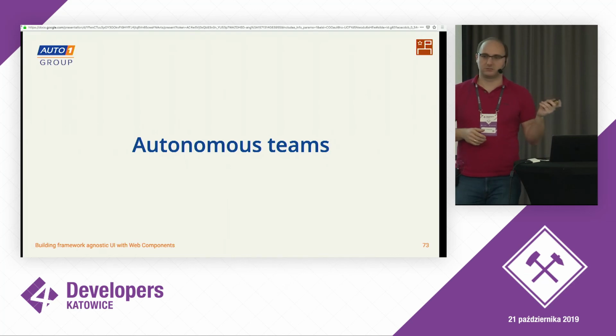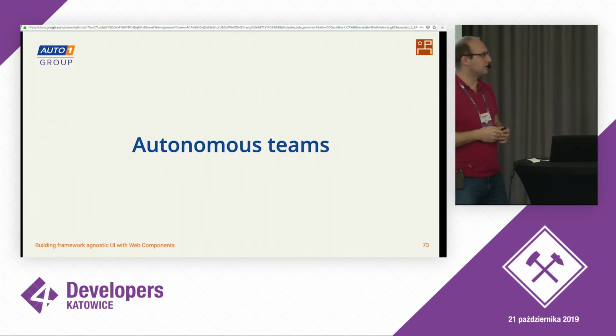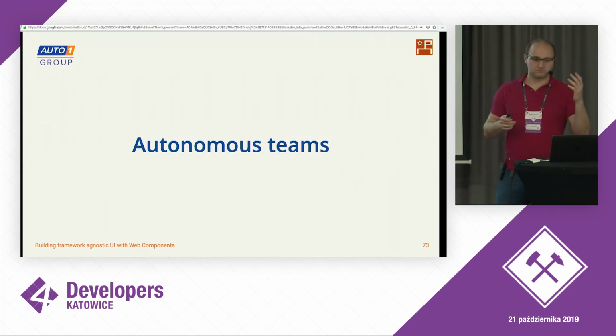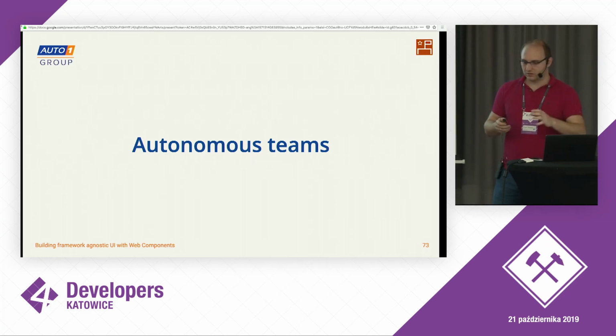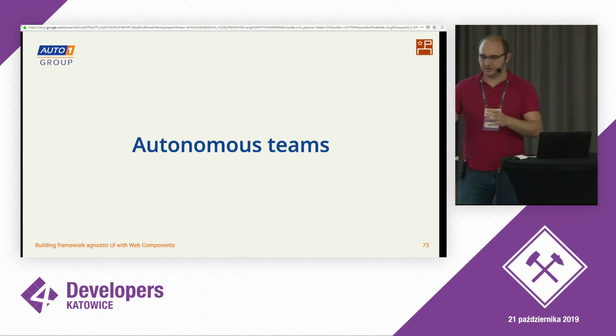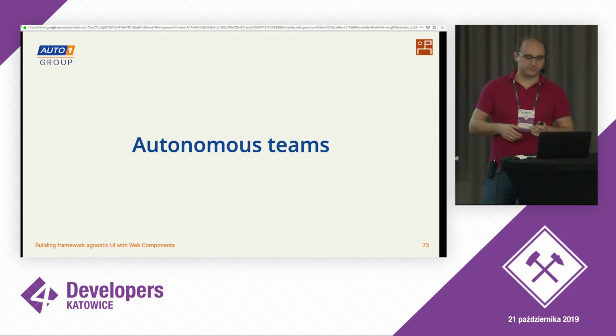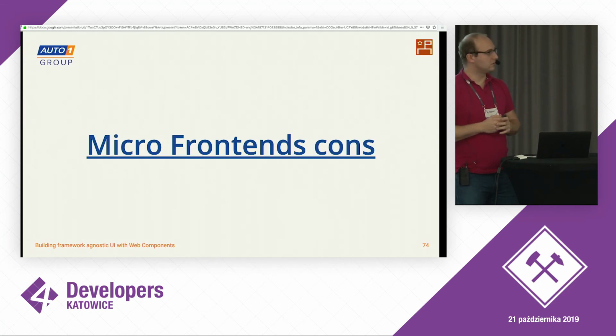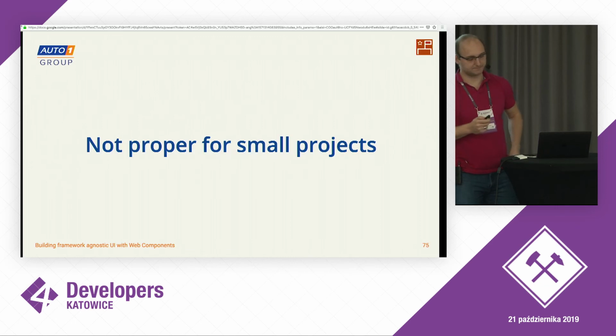And as a higher order benefit, teams are autonomous. They can decide what they want to use, and they own the code, so they can specify the tools, which is very important, and you can make them feel happy. Yes, autonomous teams. What are the cons of the microfrontends?